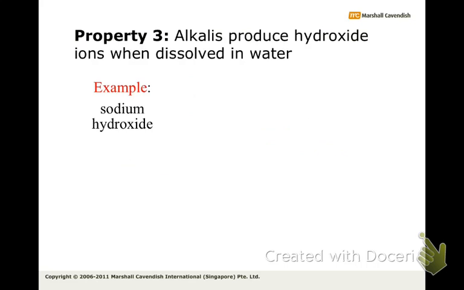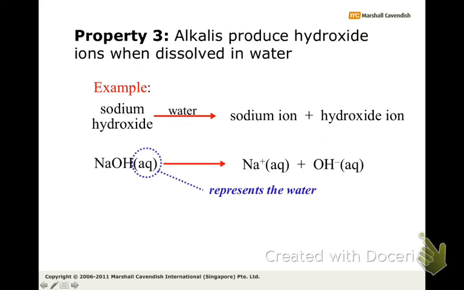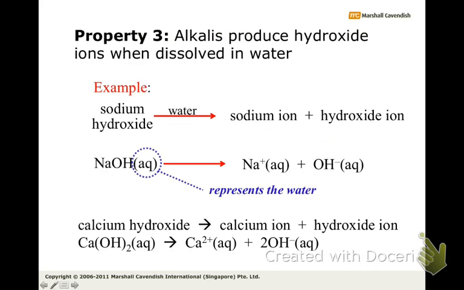Now let's look at property number 3, because property 1 and property number 2 are self-explanatory. Sodium hydroxide, when you dissolve it in water, you form sodium ion and OH minus ion like this. Your aqueous represents water, and then for example, calcium hydroxide will give you calcium ions and hydroxide ions.